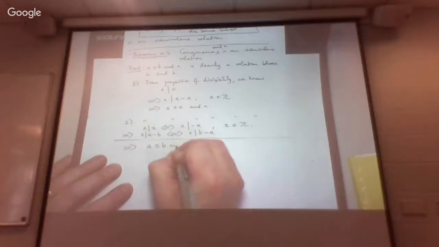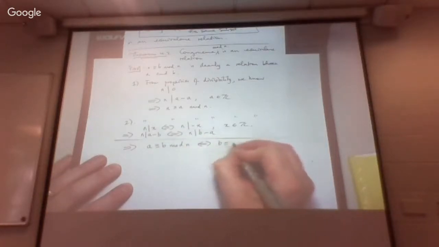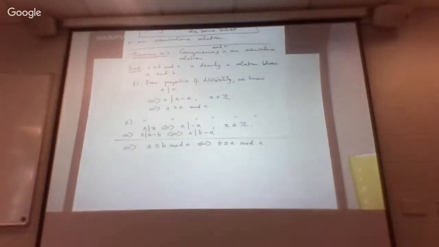So that is going to imply that if a is congruent to b mod n, because that's the definition of these two, that's equivalent to saying b is congruent to a. So it goes both ways. Congruence does.